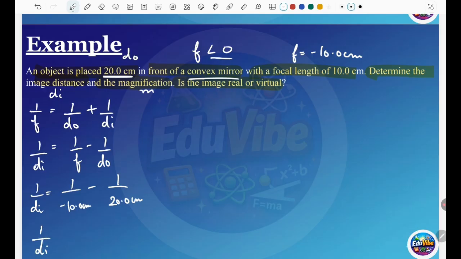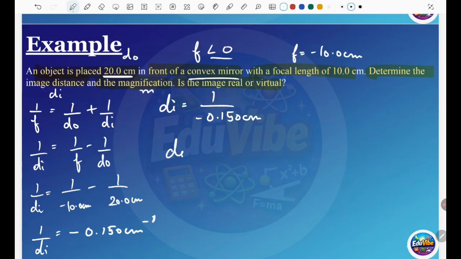You can solve this, divide and subtract, and you will get something like 1 upon minus 0.150 centimeters. But you do this in your math: if you take the reciprocal and put it over there, you will get a negative sign like this. You do this in your math. And with di, if the minus goes over there, you will get di equal to this value.